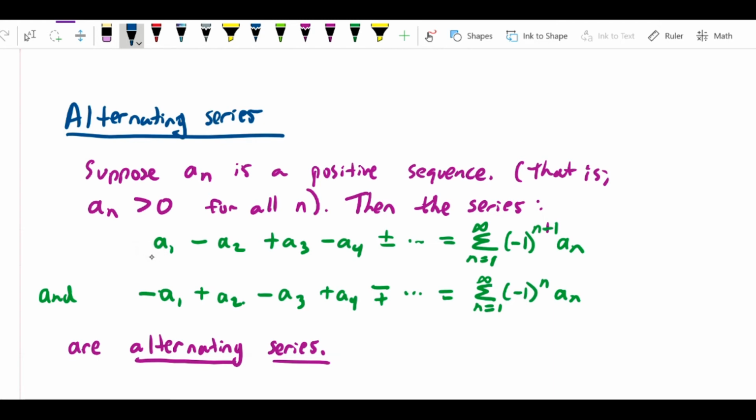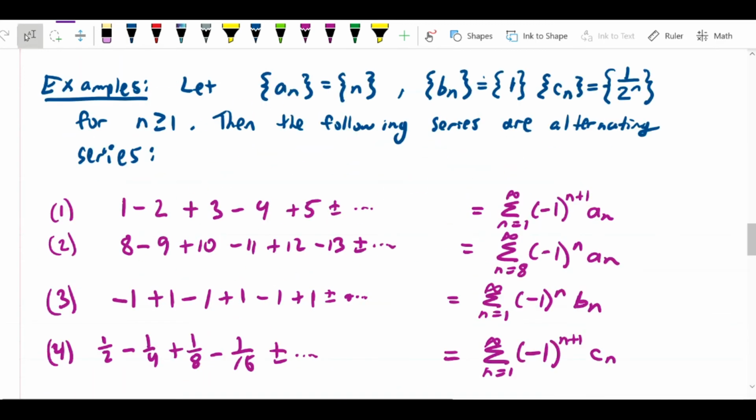The other option is we write it the way that you see here, where I just put negative 1 to the n starting at n equals 1. That would make the first term negative. It doesn't matter which term is positive first or negative first. In both cases, the series is an alternating series.